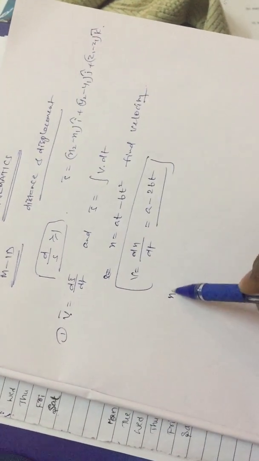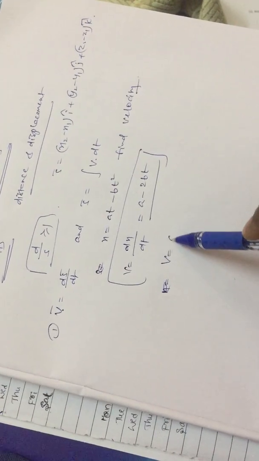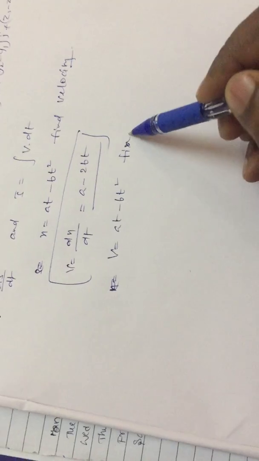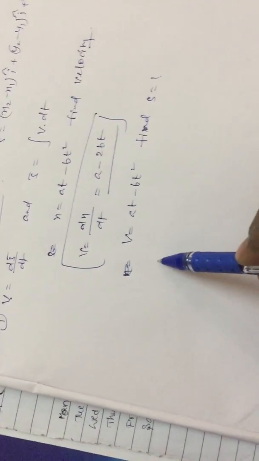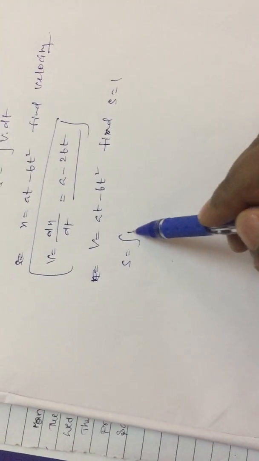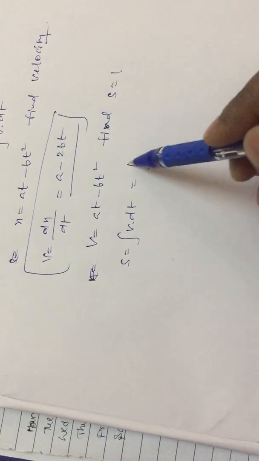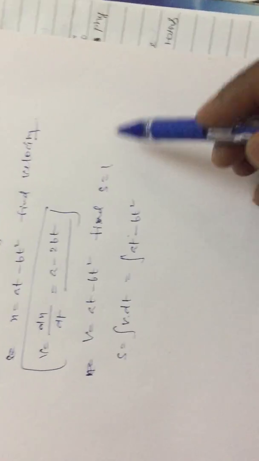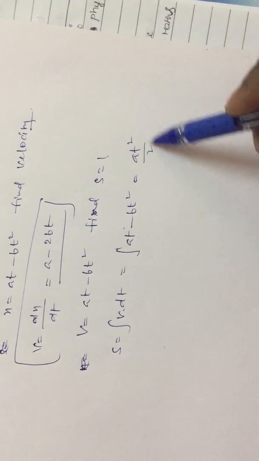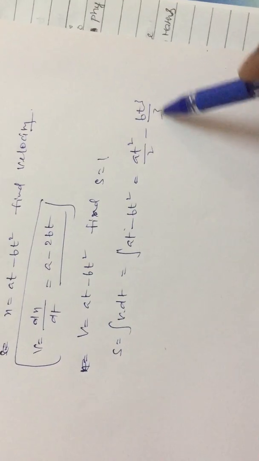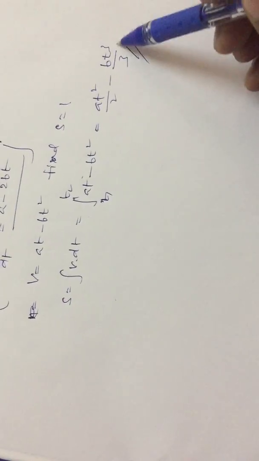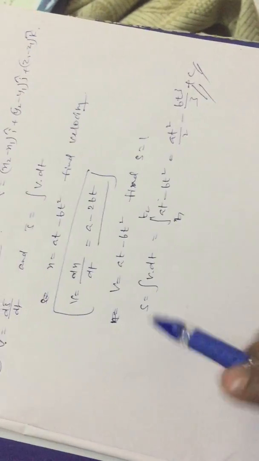And next, sometimes they will give velocity equals at minus bt square, and they will ask us to find displacement. What is the displacement? Then s equals the integration of v dt, which we can write as the integration of at minus bt square, and the answer will be at square by 2 minus bt cube by 3. This is the integration answer. If the boundaries t1 to t2 are there, you can substitute the boundaries. If not, it is plus c. And you know that one.